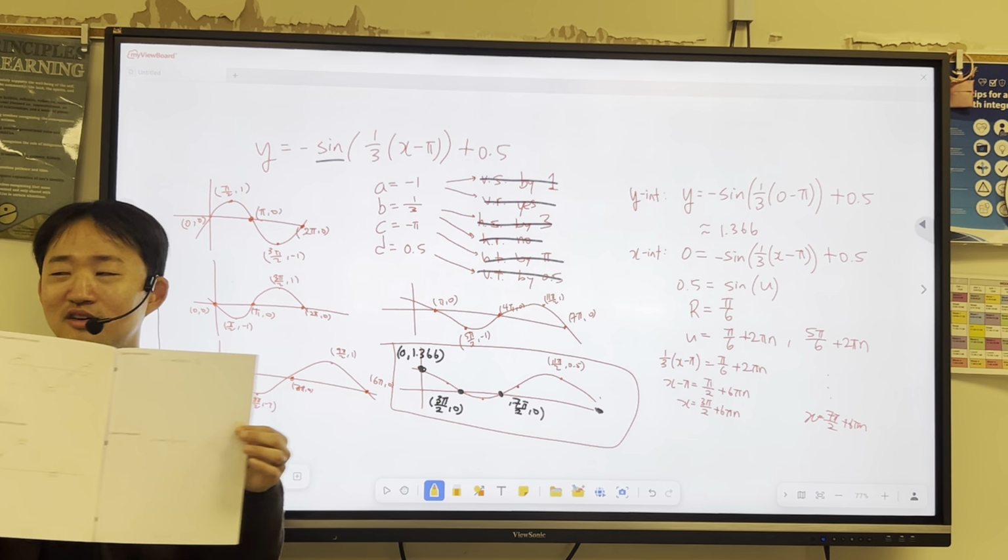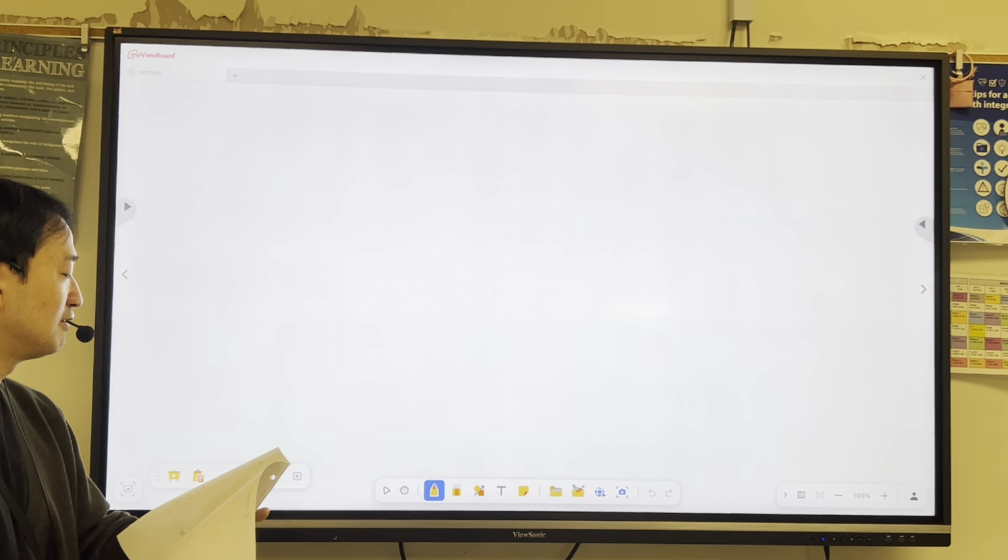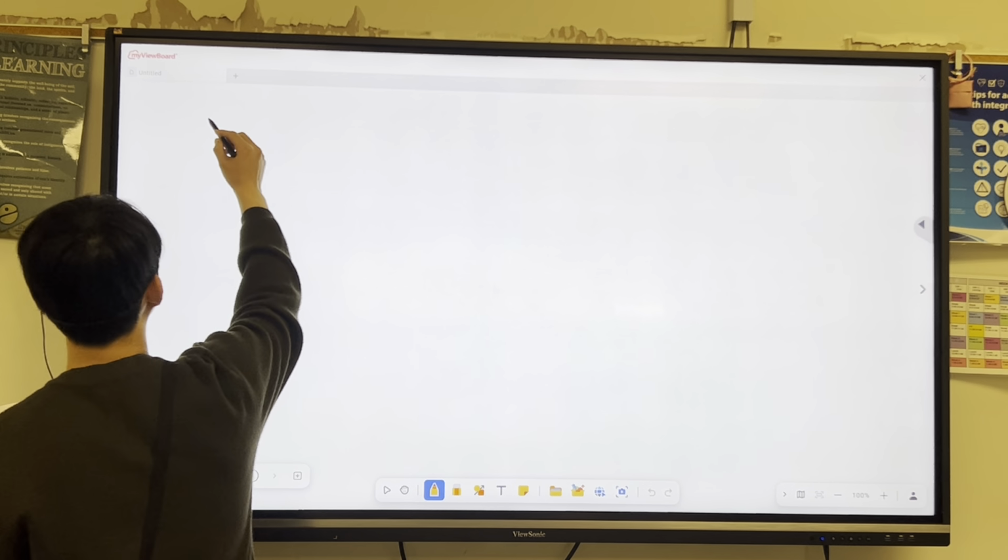So, now, let's move on to question 3. So question 3 is the other way around. I give you the graph and I ask you to find the equation of it.